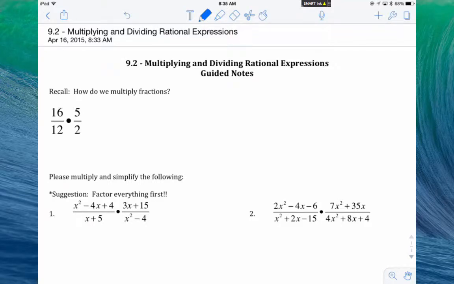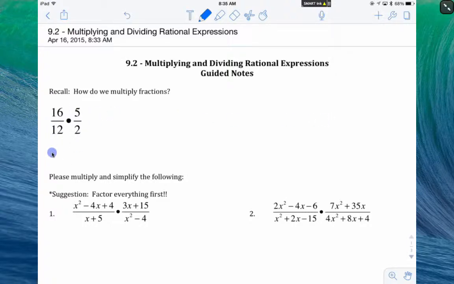Hey guys, and welcome to this lesson all about multiplying and dividing these rational expressions that we just introduced in our last lesson. And like I mentioned before, all of the skills that we talk about with these rational expressions are going to derive from the fraction skills that we've learned previously. So for example, let's take a moment to recall how we multiply fractions.